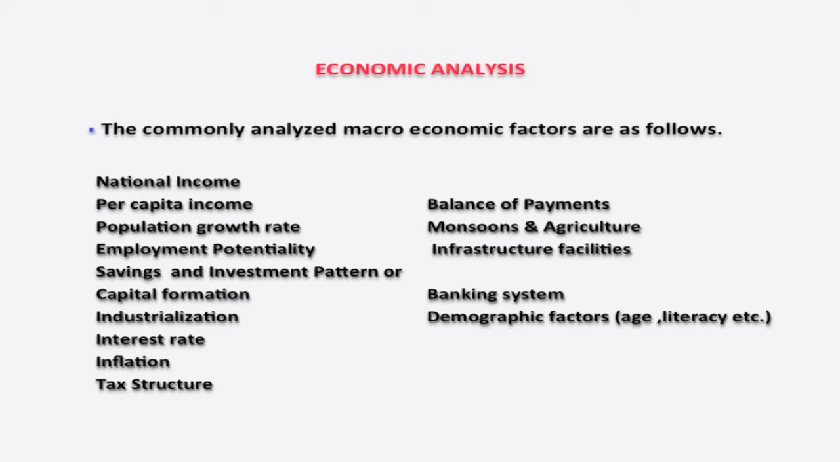One is gross domestic product, national income, then per capita income, population growth rate, employment potentiality, savings and investment patterns, that is capital formation in the economy, then stabilization, interest rates, bank facilities, tax structure and other factors like different types of mergers and acquisitions of companies, then business cycles. The business cycles are divided into categories; particularly two aspects are taken into consideration: one is depression condition, another is boom condition. Which state of affairs the economy is in, that we have to take into consideration.